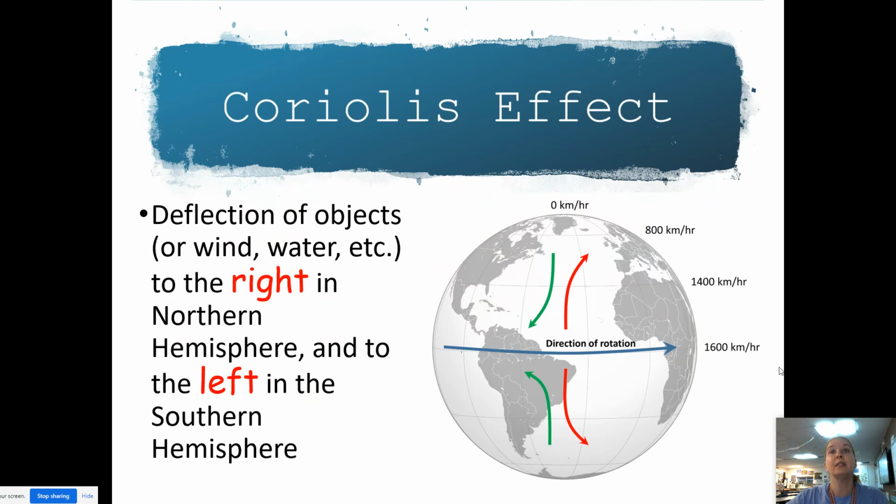The Coriolis effect. So if you think of a ball spinning, the middle of the ball is larger than the top part of the ball. So if I was spinning a ball and you were to draw a line straight up, as it was spinning, it's not going to go straight. It's going to curve. So we have this deflection of objects, or wind or water, to the right in the northern hemisphere and to the left in the southern hemisphere. And once again, watch the video. They do a more detailed job of explaining this.